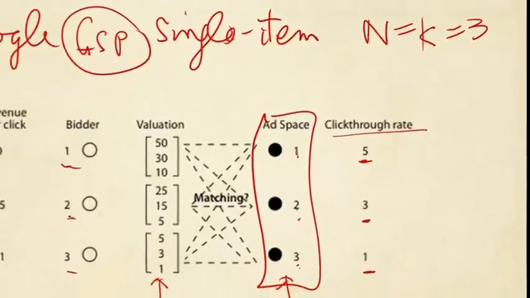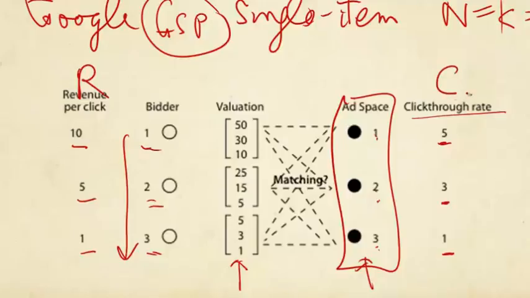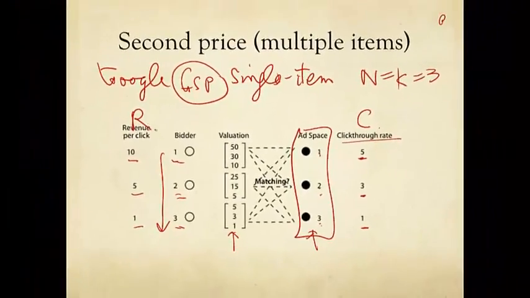And each of these bidders is an advertiser, and they have an expected revenue per click, which is $10 per click, $5 per click, and $1 per click. And obviously we have ordered these 3 bidders in descending order of their revenues per click. So these are the R values, and these are the C values, the click-through rates for each ad space and the expected revenue per click for each of the 3 buyers.